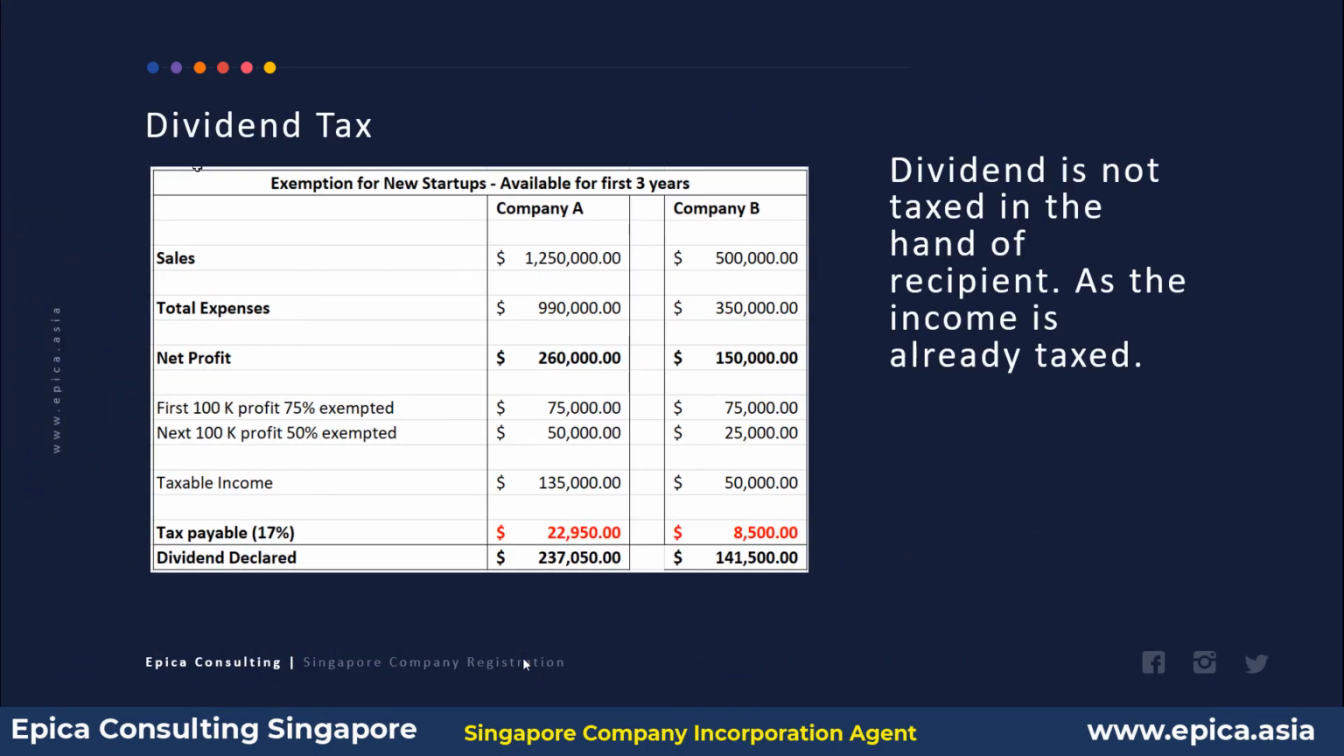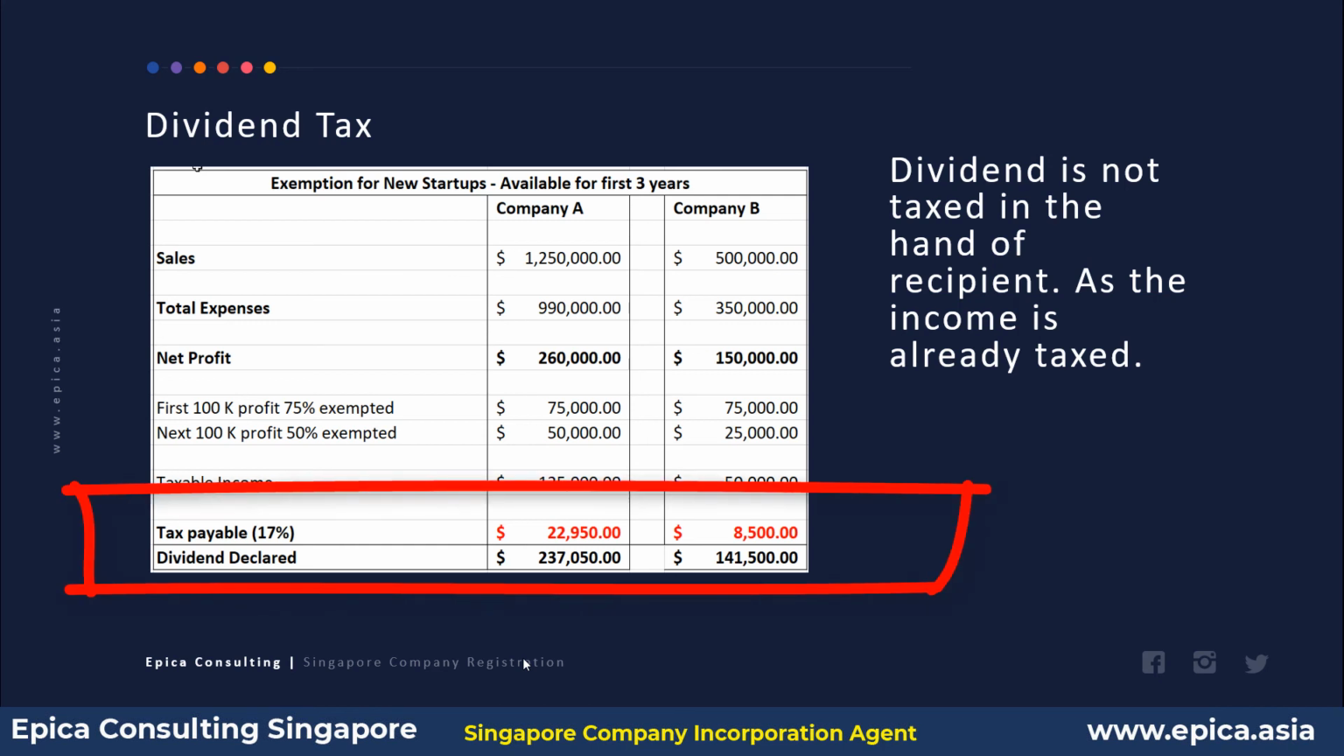And the last point in this presentation is about dividend tax. So Singapore follows a single tier tax system, meaning an income has been taxed once, it will not be taxed again in Singapore. So if you have calculated the tax on your company income, and after that you have paid that tax, and then whatever is left after payment of taxes, if you declare it as a dividend. So in our example for this company A, if you declare a dividend of $237,050, or in company B, if you declared a dividend of $141,500, then that dividend is not taxed again in the hands of the recipient.